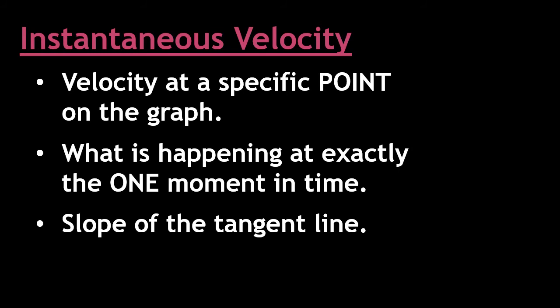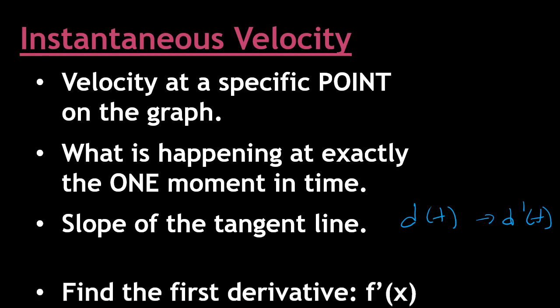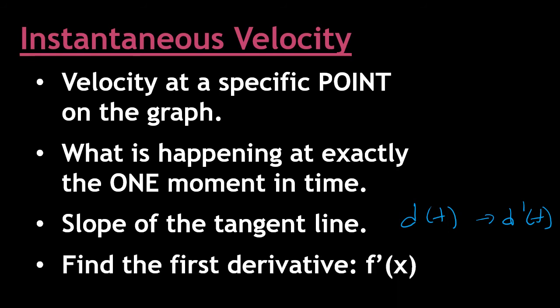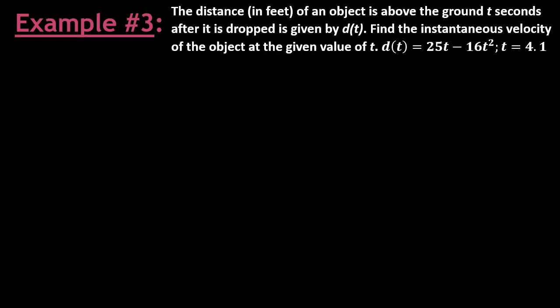But instead of f of x, it's probably going to be d of t, because it's distance as a function of time, which means our first derivative will actually be d prime. So it will be d prime of t. So we are changing letters, but it doesn't really change how we do the problem. All right, and again, to find the first derivative, except instead of using f of x, we're going to be using d of t.